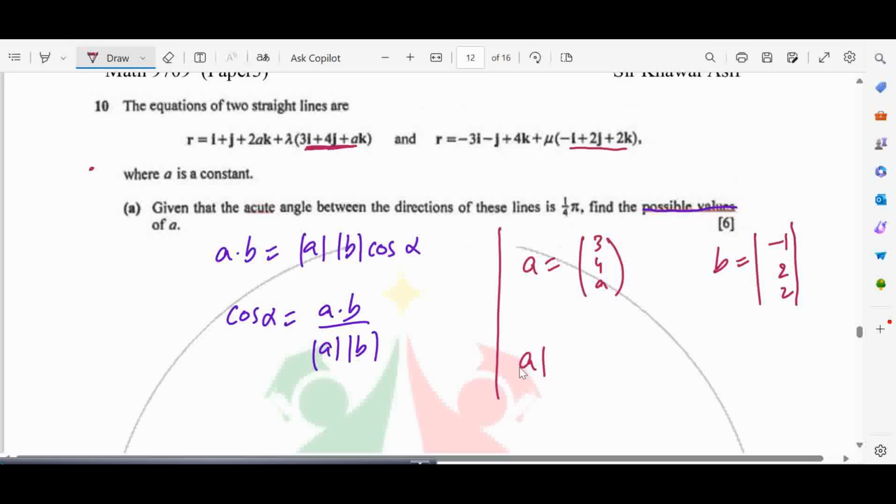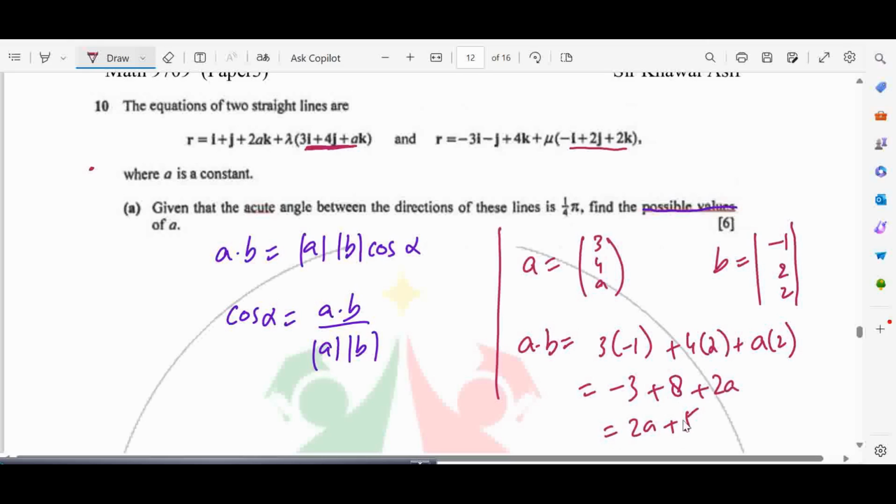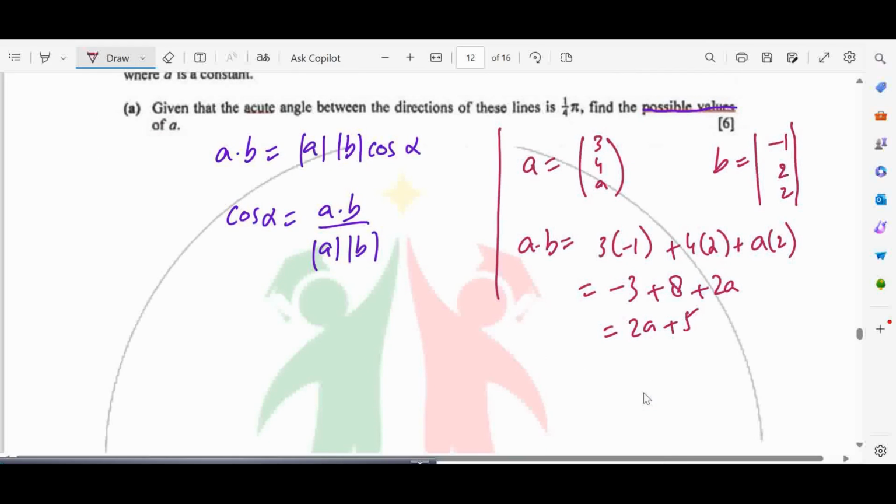Now let me find that A dot B is equal to 3 into minus 1 plus 4 into 2 plus A into 2. This will be minus 3 plus 8 plus 2A. So 2A plus 5 will be the answer for A dot B. Now, given that the acute angle is pi by 4, keep this in your mind. We need to find the value of A.